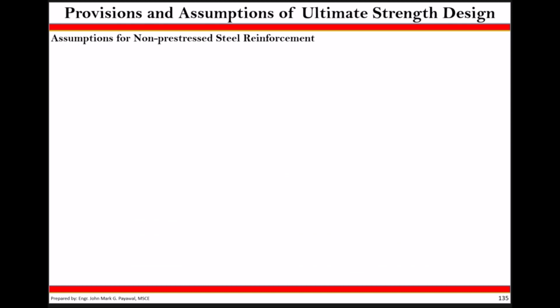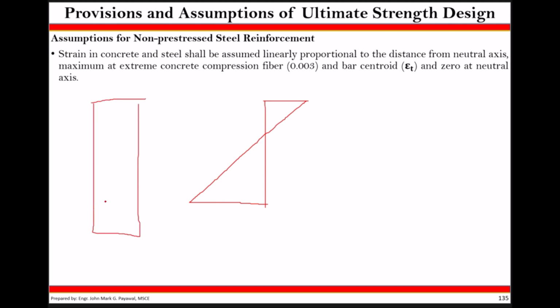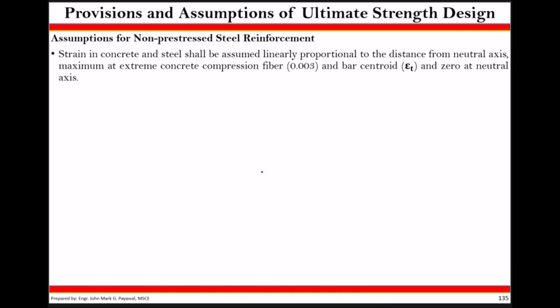Now, assumptions for non-pre-stressed steel reinforcement. This one is the convention, our bars. The strain in concrete and steel shall be assumed linearly proportional to the distance from the neutral axis, maximum at the extreme concrete compression fiber, which is equal to 0.003, and at the bar centroid, epsilon t, and 0 at the neutral axis. What does it mean? Later, you would see that the shape of your strain diagram is like this. If this is my concrete section, this is my steel bar, and this is my neutral axis. Later, I will illustrate how it came to be that way in accordance with these assumptions.